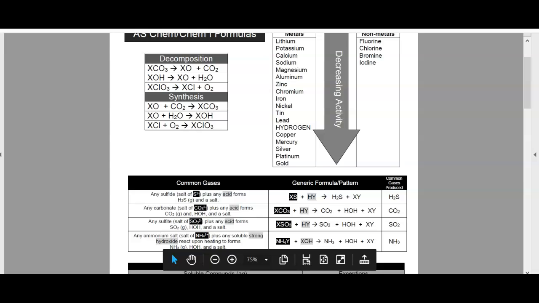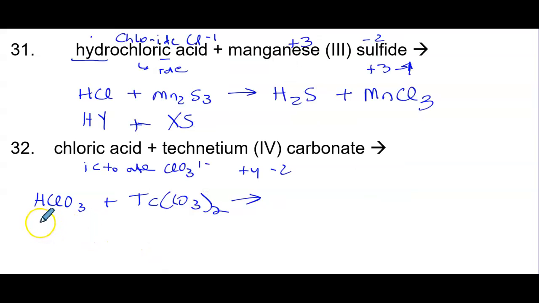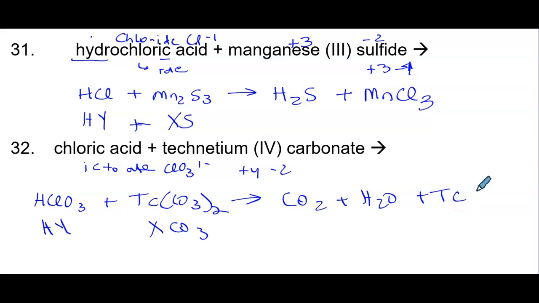Okay, so let's look back at this. So this is my HY, and this is my X, CO3. So we're going to form CO2 plus H2O or HOH plus X, in this case Tc, and Y, ClO3. CO2 and H2O are perfectly written because we know that they're covalent compounds, so Tc(ClO3) has to be evaluated for crisscross reduce, +4 and -1. So we'll put parentheses around this and put a 4 down and balance. The example we're going to go over next is 23.